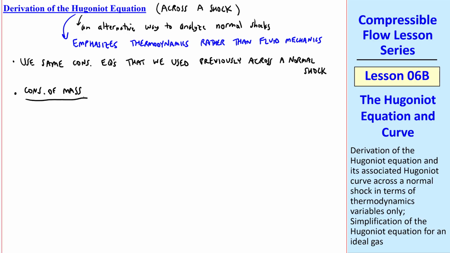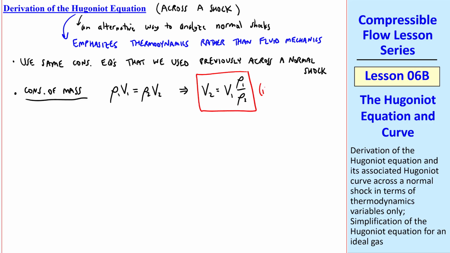We'll start with conservation of mass, where for a one-dimensional flow approximation, we have ρ1 v1 equal ρ2 v2, which I'll rewrite in terms of v2. It's v1 ρ1 over ρ2. I'll call that equation 1. And as usual, 1 is upstream of the shock, and 2 is downstream of the shock, with the flow here being from left to right, and we're in a stationary frame of reference. This is a stationary shock.